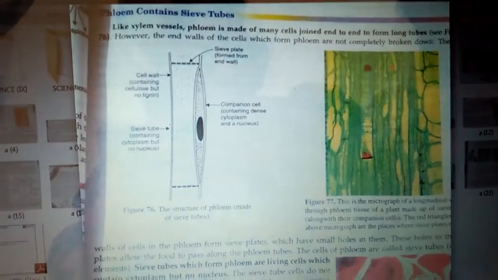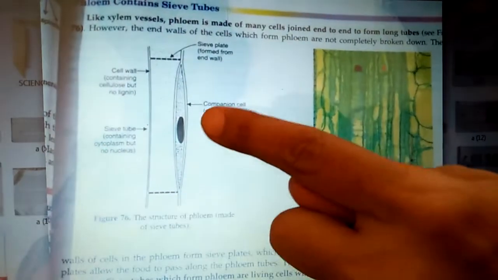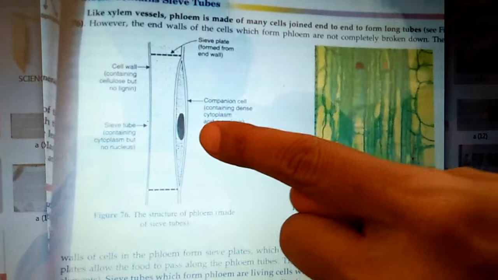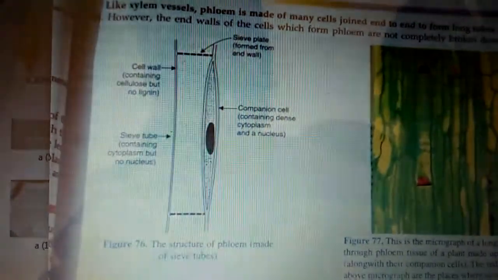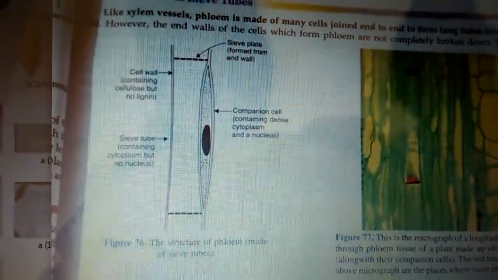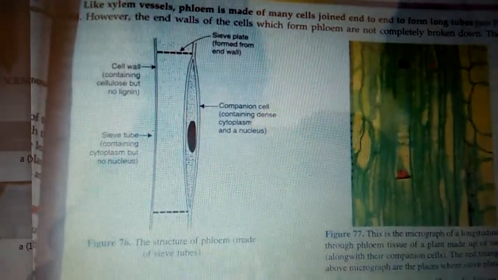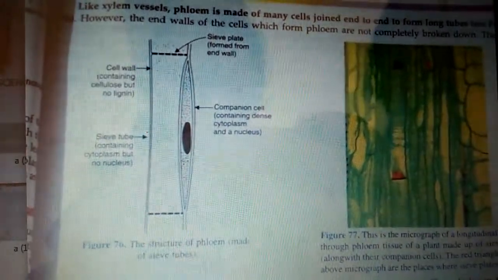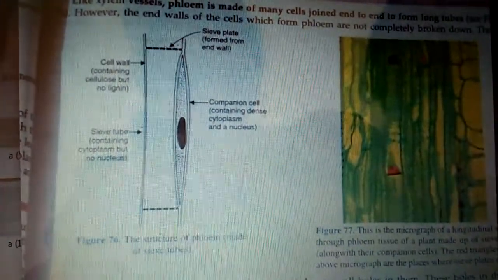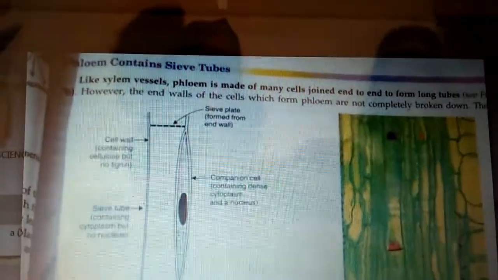Here we have the diagram of the phloem, in which we have the sieve tube. This is the sieve tube and this is the companion cell. The companion cell has a large and dense nucleus, and companion cells are very active. These companion cells help the sieve tubes in the conduction of the food material. So conduction in the phloem is basically done by two parts: one is sieve tubes and the second is the companion cell. Companion cells are very active due to the presence of the nucleus.